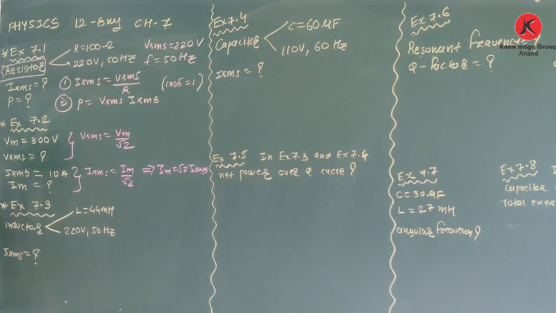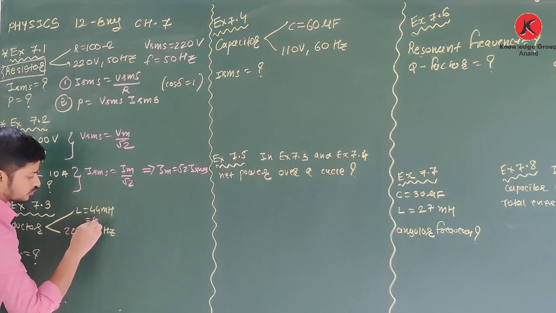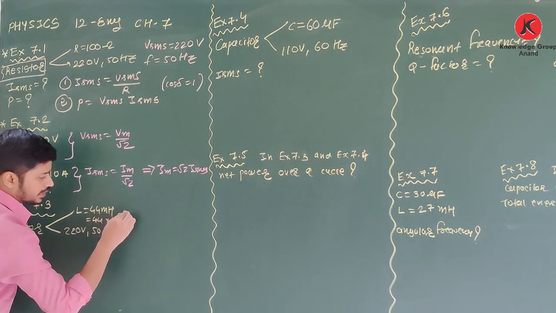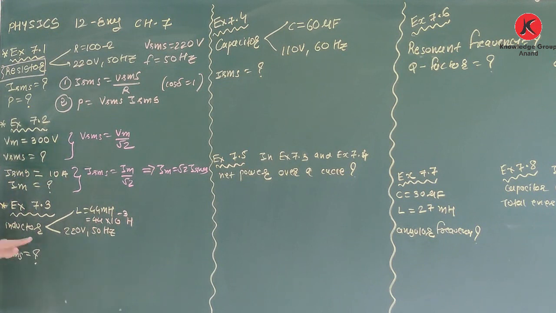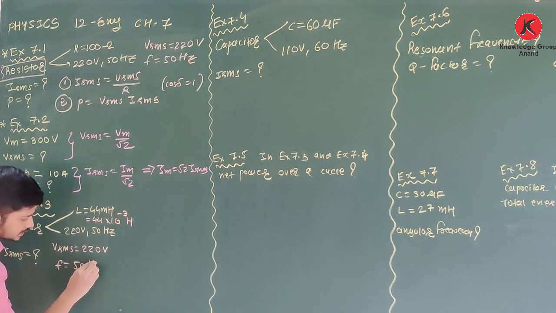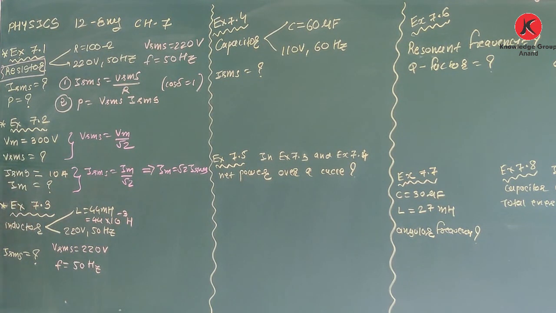Exercise 7.3. Inductor having inductance L is equal to 44 millihenry, so it is 44 into 10 raised to minus 3 henry. VRMS is 220 volt and frequency F is equal to 50 hertz. So your question is what is IRMS?